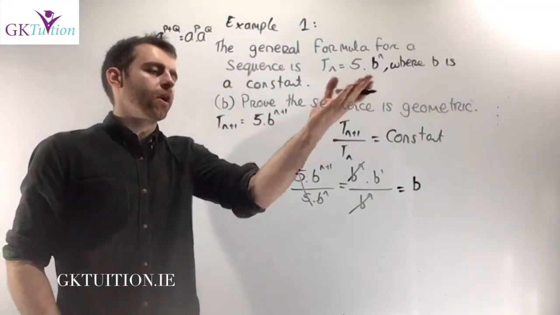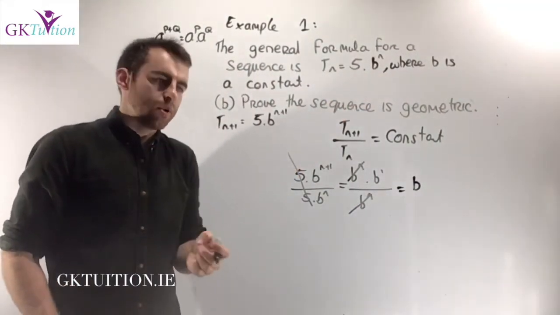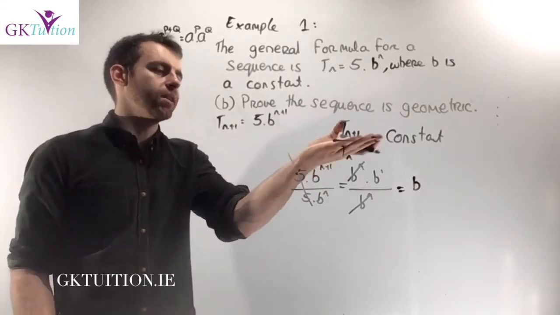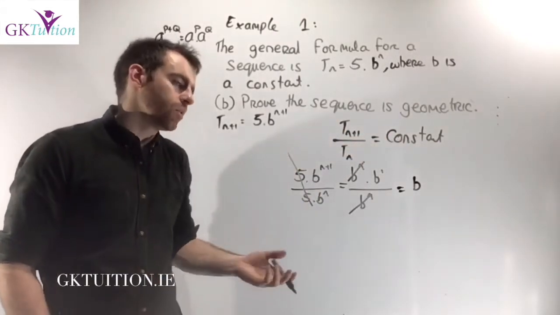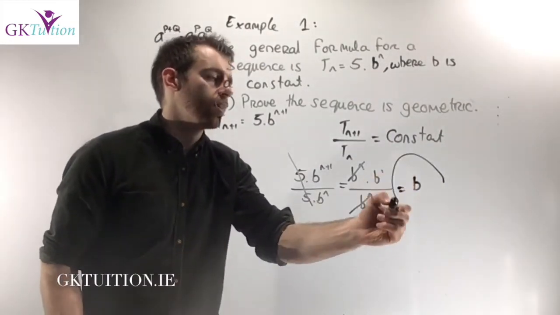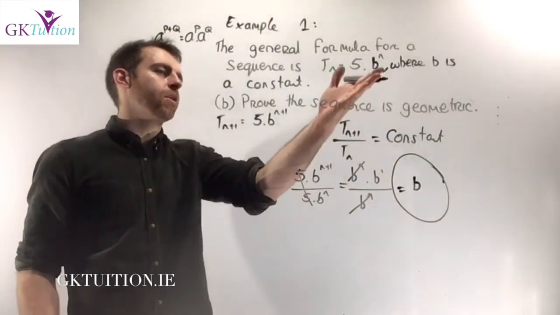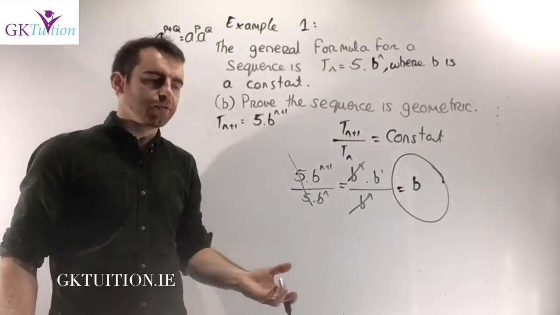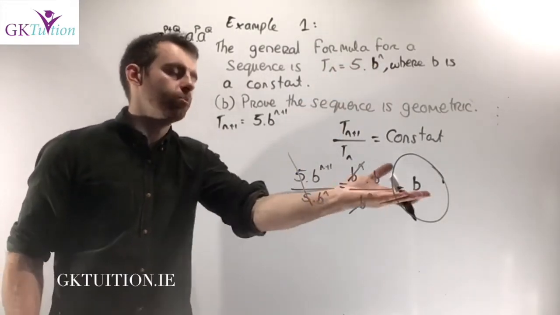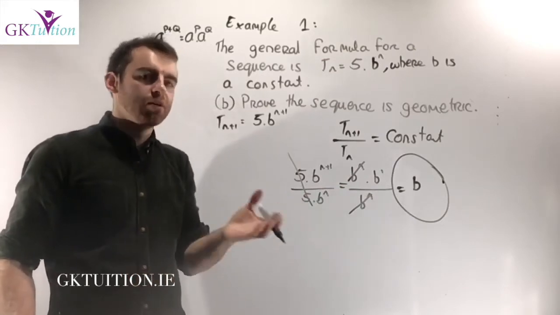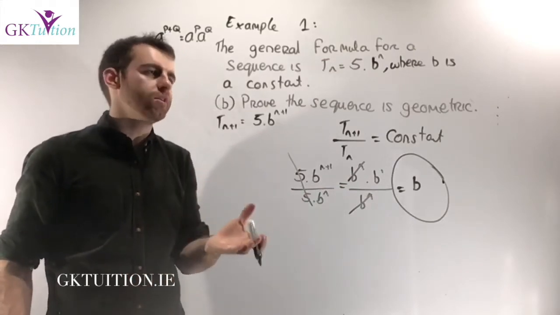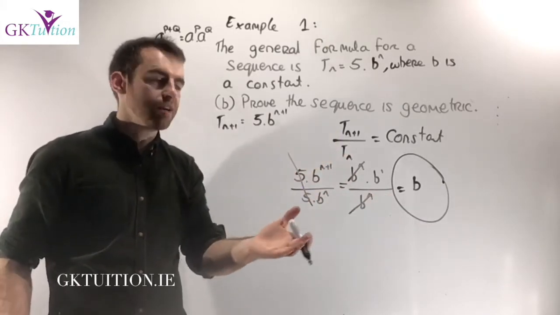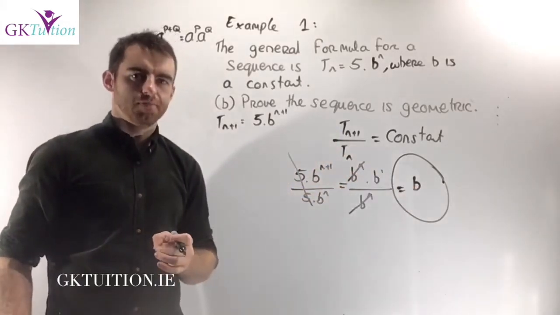So, I was told in the question that b is a constant. Remember, the whole point of this question was to prove that tn plus 1 over tn is equal to a constant. It doesn't matter what the constant is. I've now proven that no matter what numbers I sub in for n, if I subbed in 199, the common ratio between them would be b. If I sub in 1,999,999, the common ratio between them would be b. No matter what I sub in for n, the common ratio is always b.